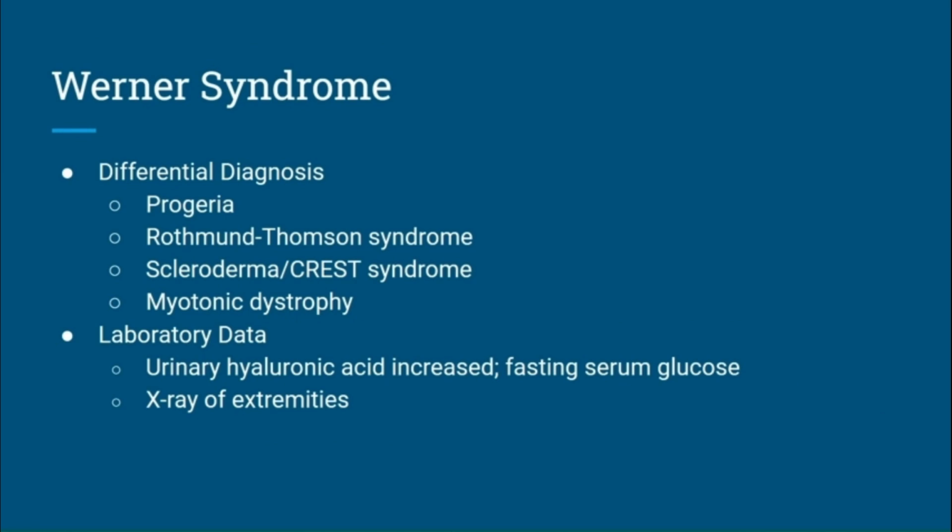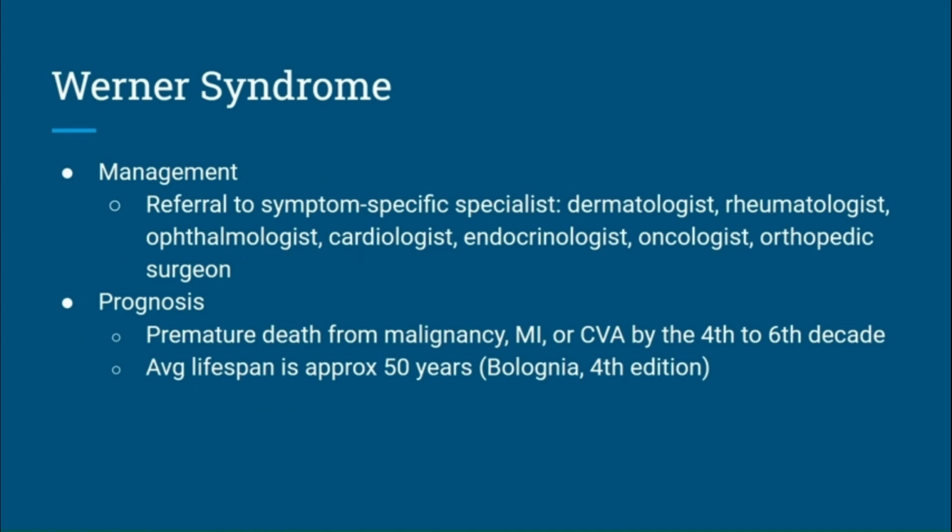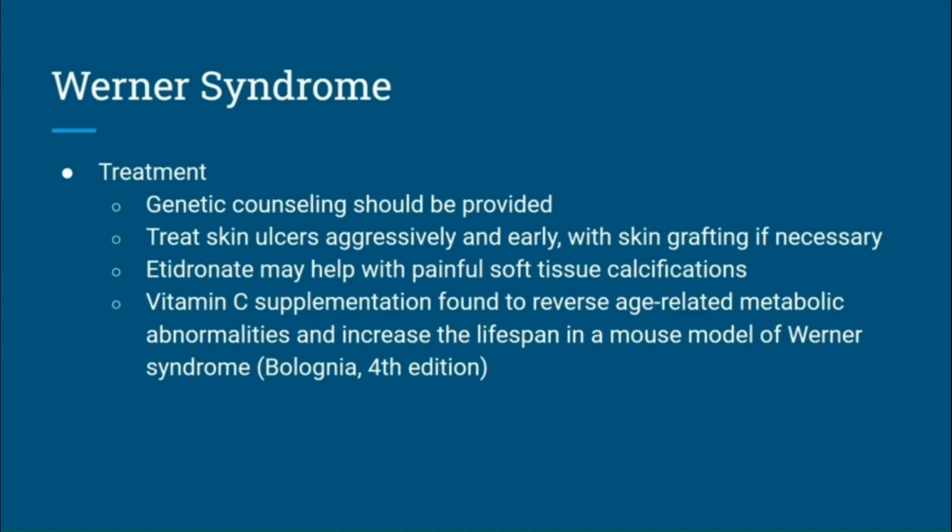have this. Differential is going to obviously be progeroid to a degree. Myotonic dystrophy is going to be included here because of its somewhat more delayed presentation. Ultimately here, your premature death is going to be from malignancy, but it can include MI or CVA, and that's usually by your 4th to 6th decade. So your average lifespan in this disease is more along 50 years, where true progeria is more along 10 to 20.